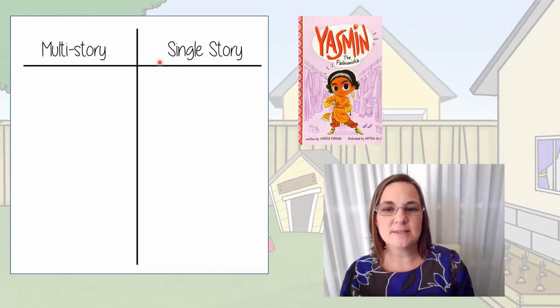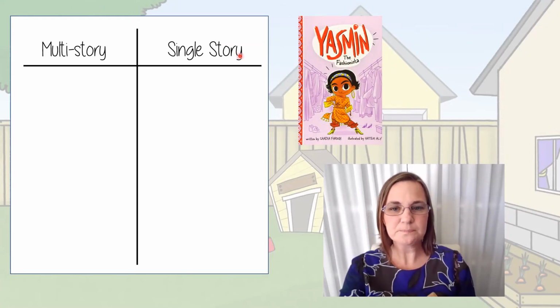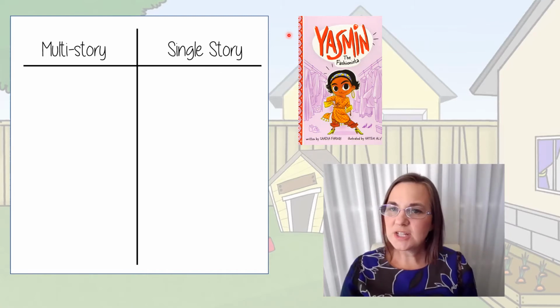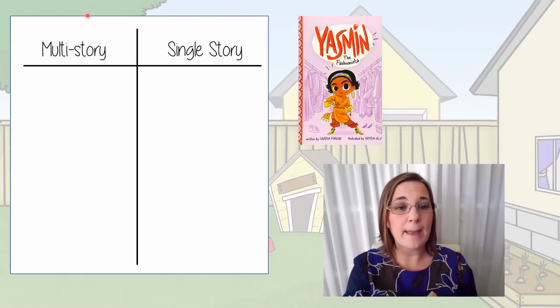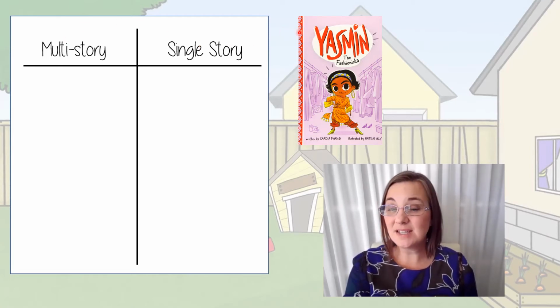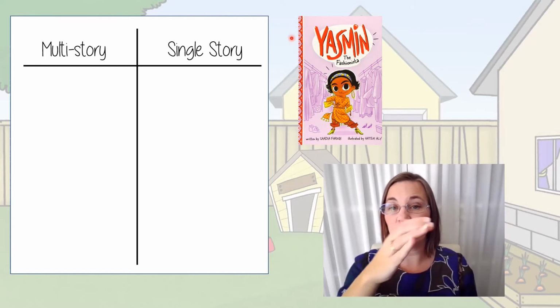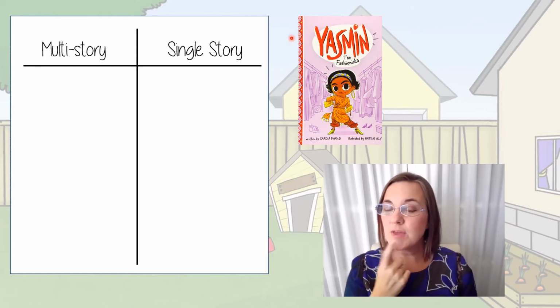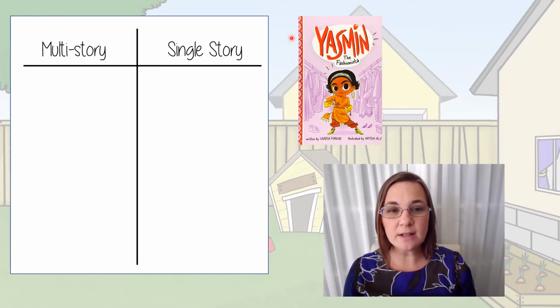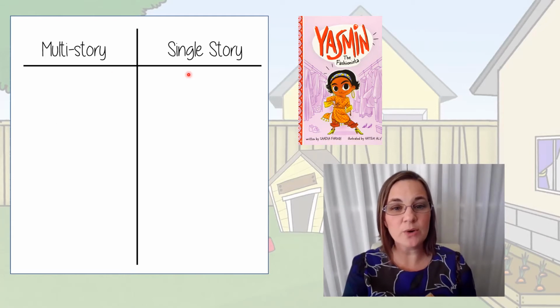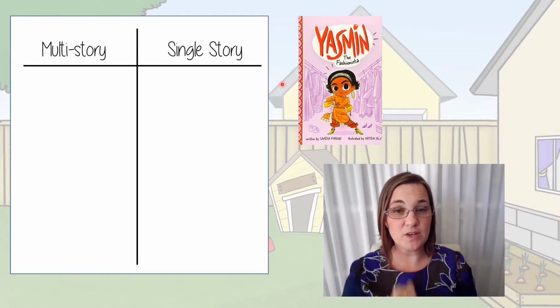Think about the book Yasmin the Fashionista. Yasmin the Fashionista has 3 chapters in it. Was this book a multi-story or a single story? Was each chapter a new story about Yasmin, or was there one big story from beginning to end? Think about that for a minute and write it on your T-chart. Write the title of this book either under multi-story or single story. Pause the video while you write.